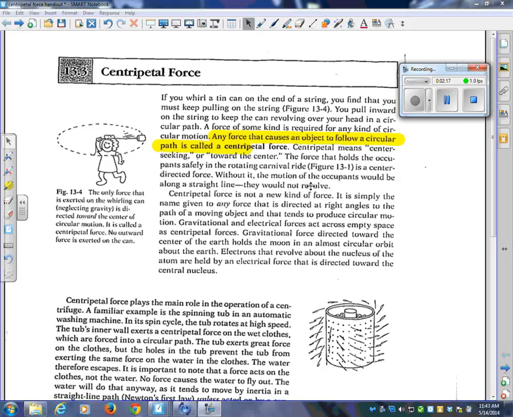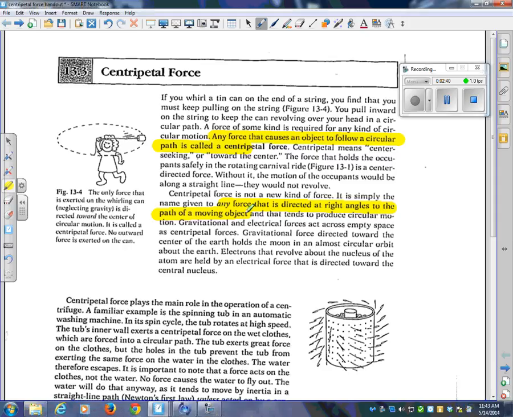Without the force, the motion of the occupants would be along a straight line and they would not revolve. Centripetal force is not a new kind of force. It is simply the name given to any force that is directed at right angles to the path of a moving object and tends to produce circular motion. Okay, let's highlight that one as well. So it's any force that is directed at right angles to the path. So it's a force that's perpendicular to the velocity.